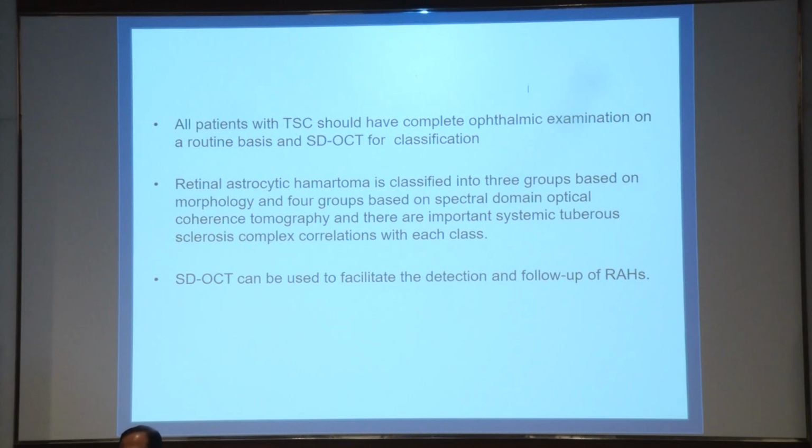So all patients with tuberous sclerosis complex should ideally have a complete ophthalmic examination and an OCT for classification. The lesions which are classified as type 2 are commonly associated with cutaneous fibrous plaques. Those classified as type 3 are associated with subependymal hamartomas, and type 4 is associated with pulmonary lymphangiomatosis. So each type has a systemic association. Spectral domain OCT can be used to facilitate the detection and the follow-up of retinal astrocytic hamartomas.